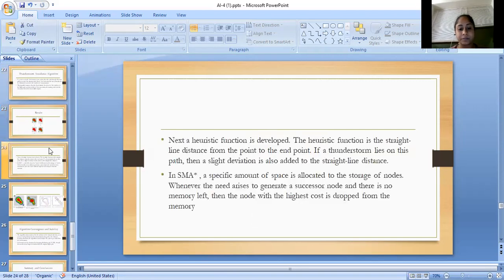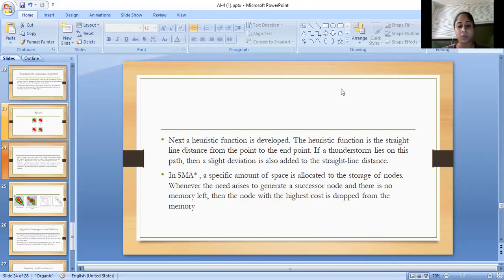Next is the heuristic function that is developed. The heuristic function is basically the straight line distance from a point to the end point. If a thunderstorm lies on the path, then a slight deviation is also added to the straight line distance. The actual cost is the path traveled to reach the node. If there is a thunderstorm between a node and its parent node, then the cost of the path is set to very high, such that the heuristic function gives a better estimate of the distance between the given point and the end point than just the straight line distance. In order to take care of these requirements, modifications are made to the search algorithm, and these changes are made along the lines of the simplified memory bounded algorithm.